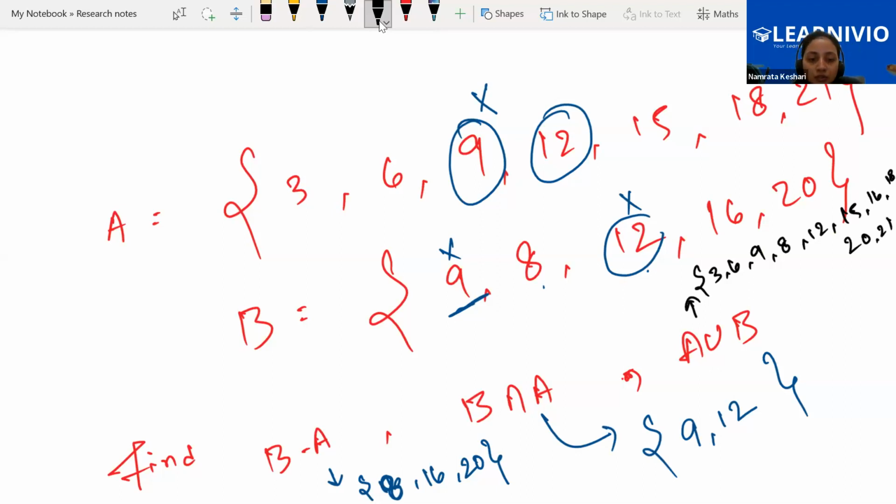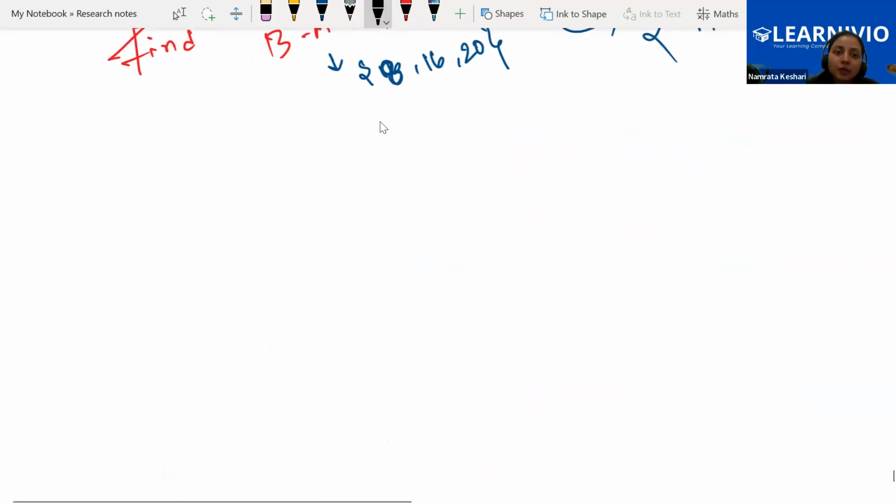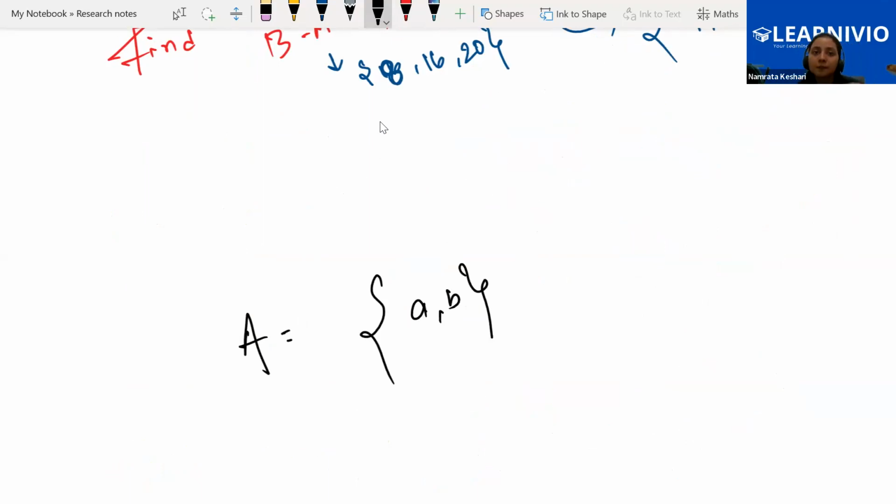Now the next one was subset of A. In the previous class we were talking about the subset, no? There is a set A having elements a and b. Tell me what will be the subsets of this A. How many elements will be there in the subset? 4. Okay, we will be able to generate 4 subsets, which will be subsets of set A.